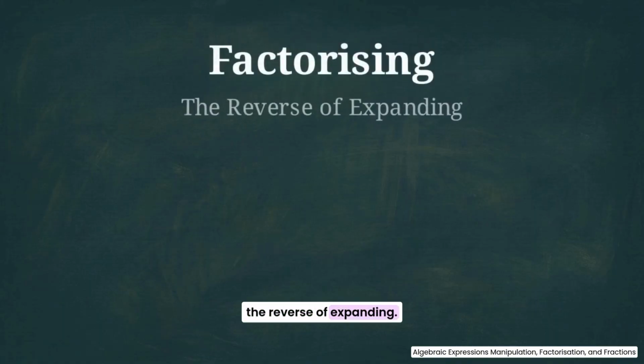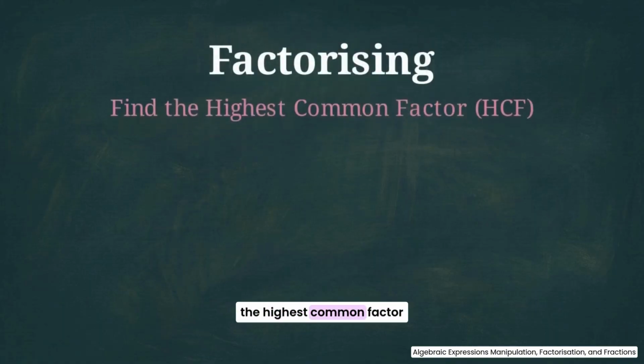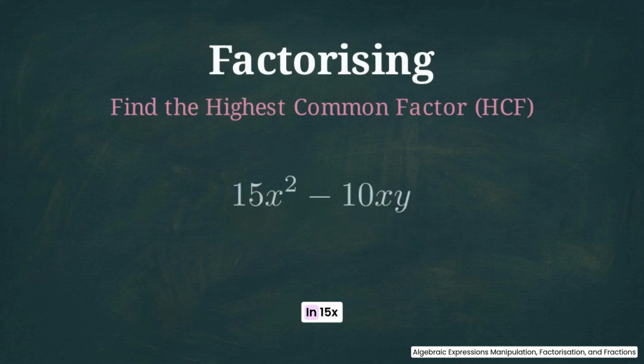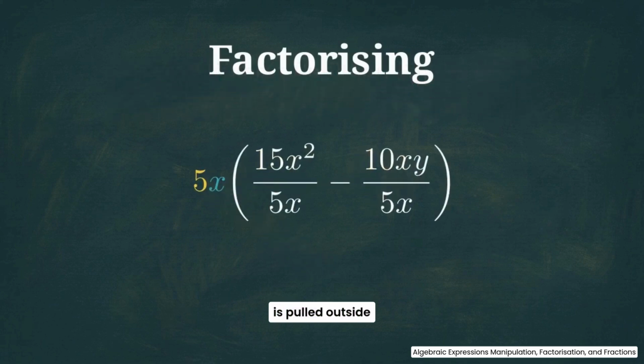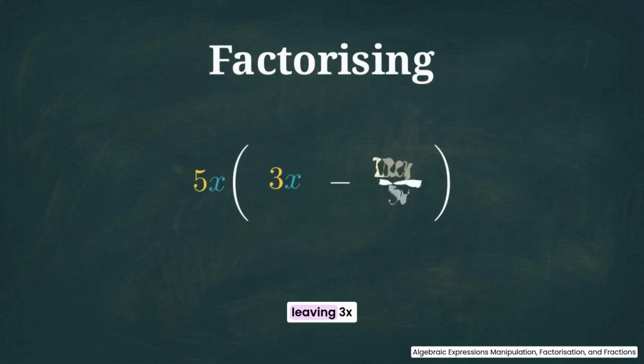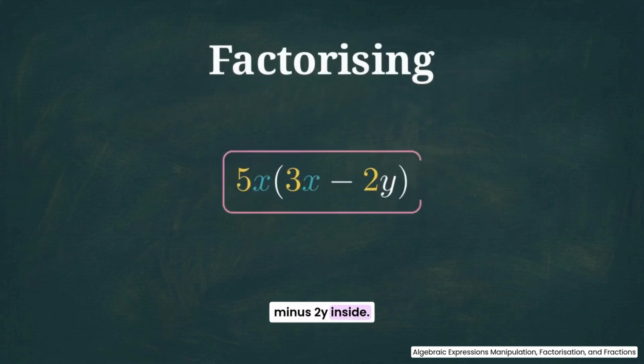Factorizing is the reverse of expanding. You are looking for the highest common factor shared by all terms. In 15x squared minus 10xy, both terms share 5 and x. That 5x is pulled outside a set of brackets, leaving 3x minus 2y inside.